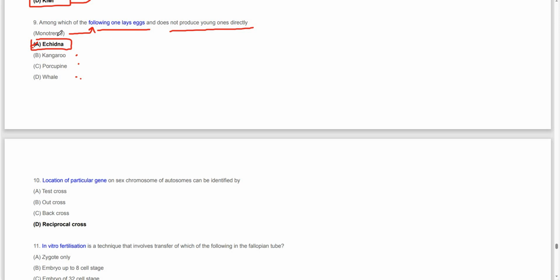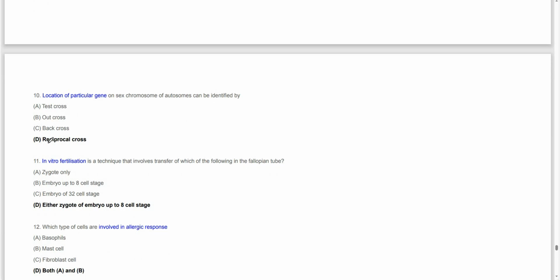Which of the following is not a monotreme? I do not know that, but the egg-laying mammal would be echidna. Moving on to the next question.